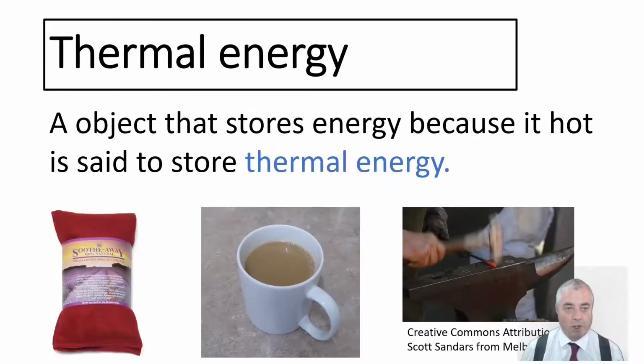So let's have a look at thermal energy. So we've got a definition there. Thermal energy is stored in objects because they are hot. And we've got some examples here. This is a wheat bag. You put that in the microwave and you warm it up. And then if you've got muscle pain somewhere, you can put it against the muscle that hurts, and that will make the muscle feel better.